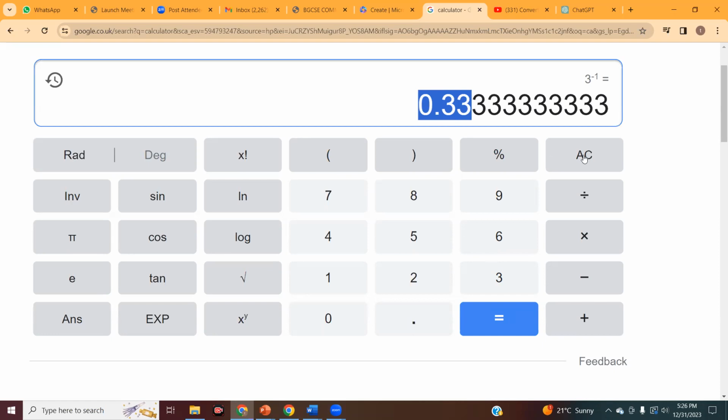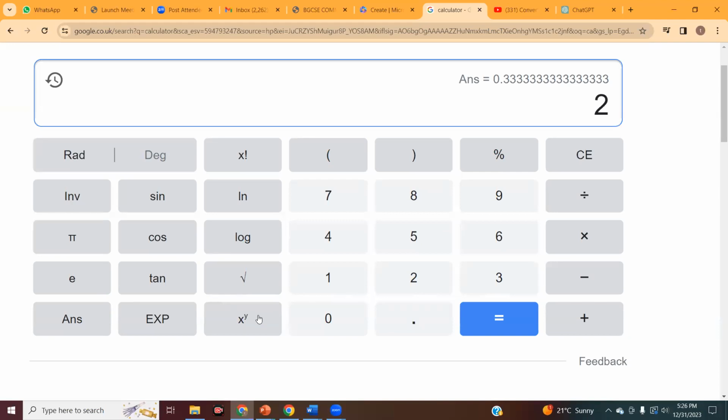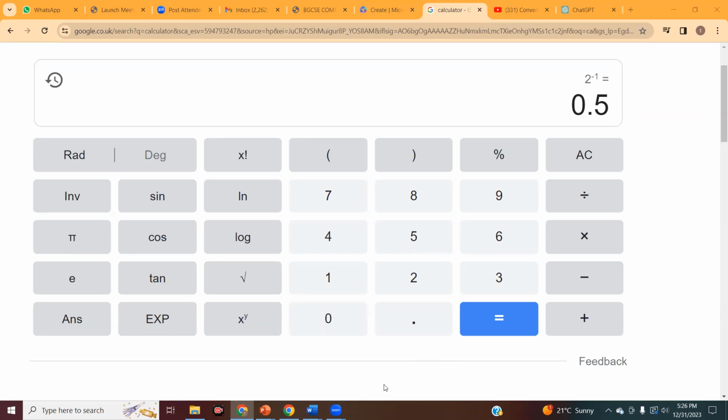Now let's consider what 2 to the power of negative 1 is. That's going to be equal to 0.5, or 0.50. So we have 0.33 and we have 0.50. And the question is, which one is bigger? Even though they don't put the extra 0, it's still there. 0.5 is the same thing as 0.50. And so we have 0.50 and we have 0.33. Which one is bigger?